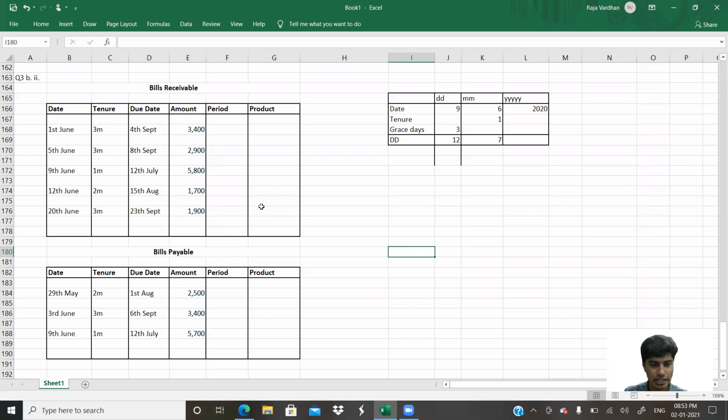Let's see the earliest. What is the earliest? July 12th. Yes, July 12th is the base date. So I'm considering 12th of July as the base date. What is the base date? 12th of July.